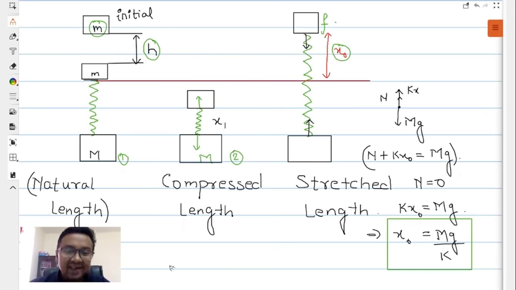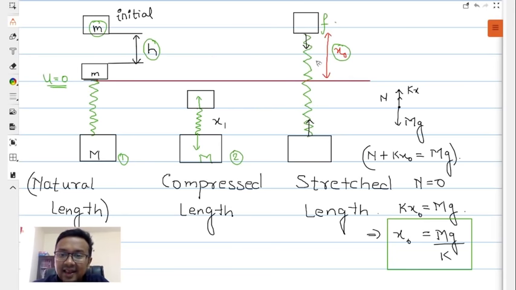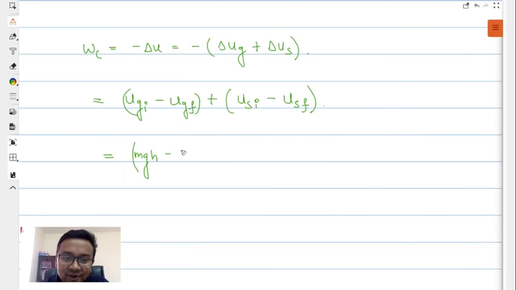Now for that, defining that particular part, I need to define which is the point that is having zero potential energy. So I will select this as the point of zero potential energy, my dear students. Okay. Now, if I select that, my UG initial is going to be my mgh, minus, it has gone up to height x naught later down the line. So that becomes your mg x naught.